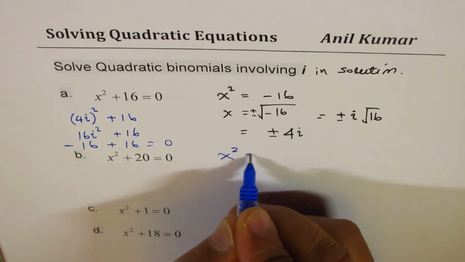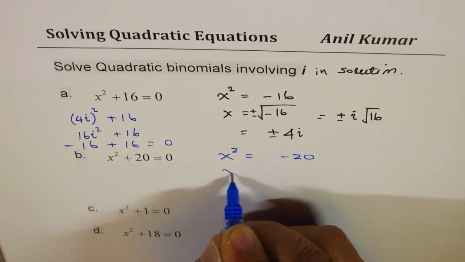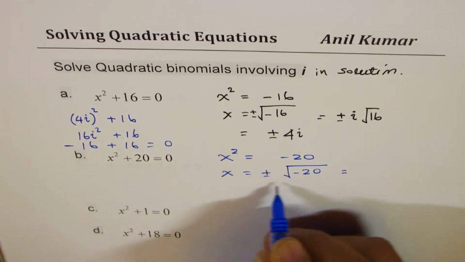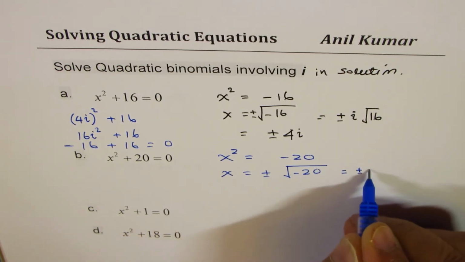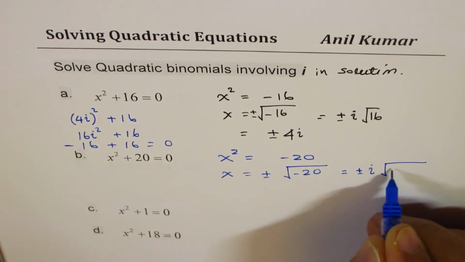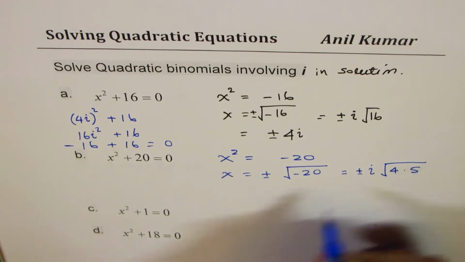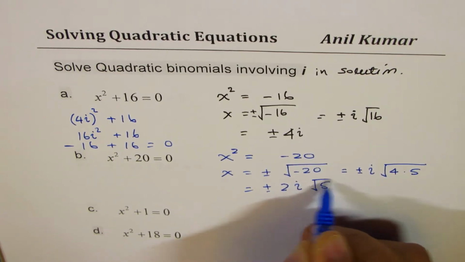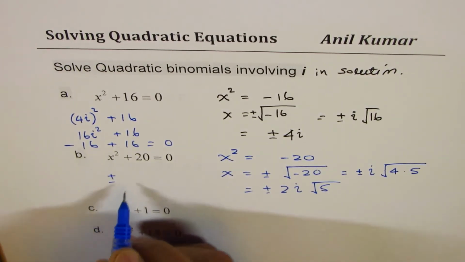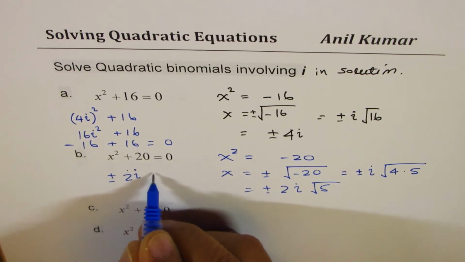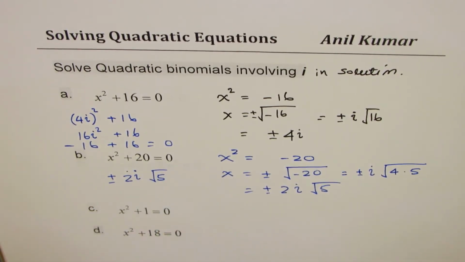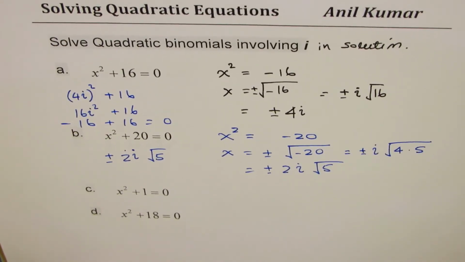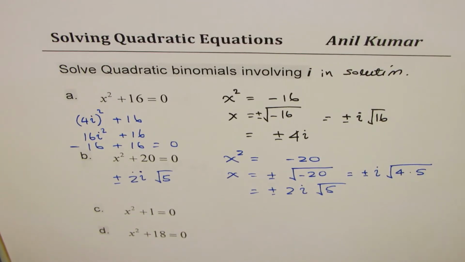So I'll write this as x squared equals minus 20, x equals plus minus square root of minus 20. Now as soon as I write this, you know the minus comes out as i. Here 20 could be written as 4 times 5, square root of 4 is 2. So I'll write plus minus 2i square root of 5. So the solution here is plus minus 2i square root of 5. Okay? These two questions are for you to do. Figure out their solutions, right? And let's move on to the next part.